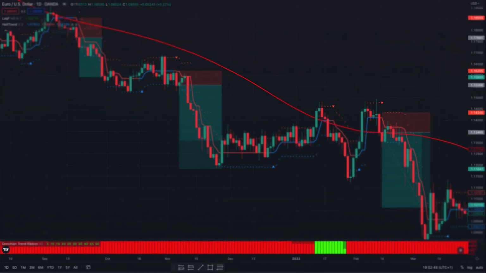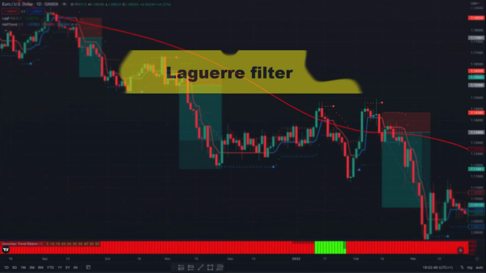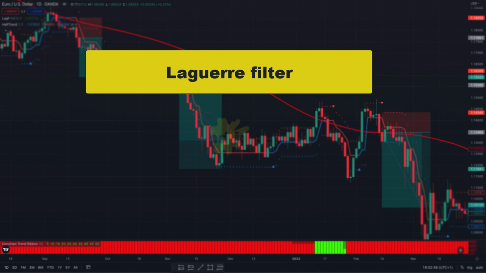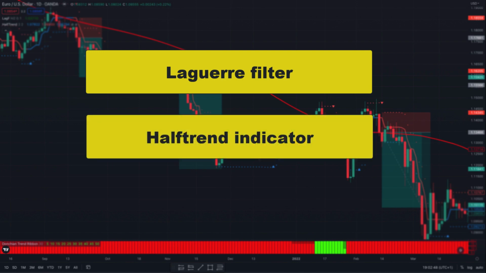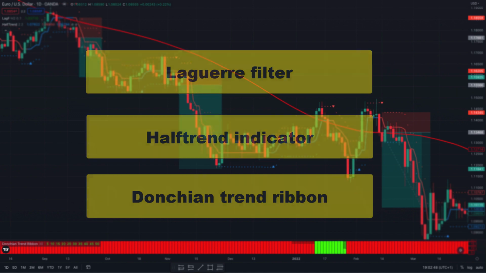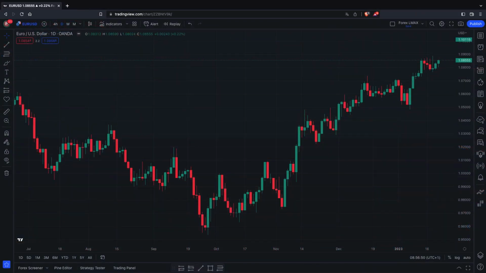These are the indicators that we will use in the strategy. Laguerre filter, Halftrend indicator, Donchian trend ribbon. These are the settings for the indicators.